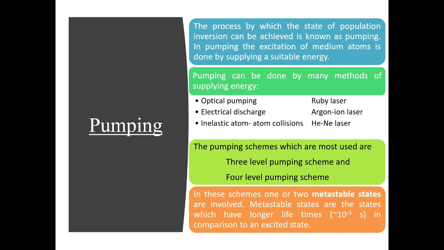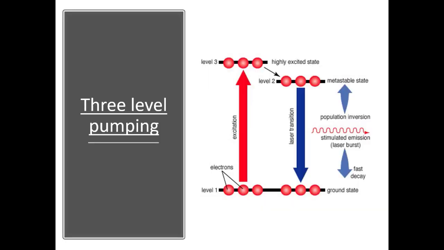In 3-level or 4-level pumping schemes, one or two metastable states are involved. In 3-level pumping scheme, one metastable state is involved, and other two states are the ground state of the atom and one excited state of the atom. In 3-level pumping scheme, electrons in ground state are first excited to high energy level state and then they come to metastable state to create a population inversion state between metastable state and ground state, and laser is produced by transition of electrons from metastable state to ground state.